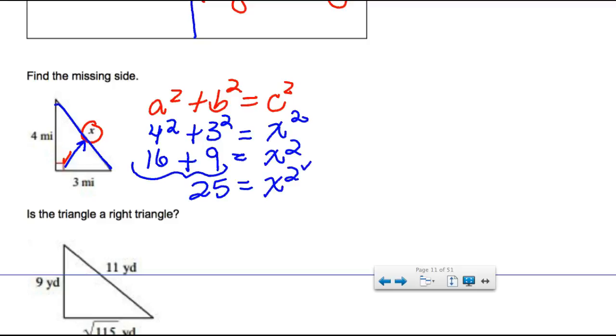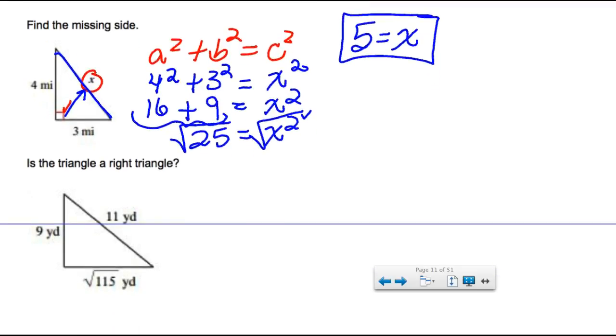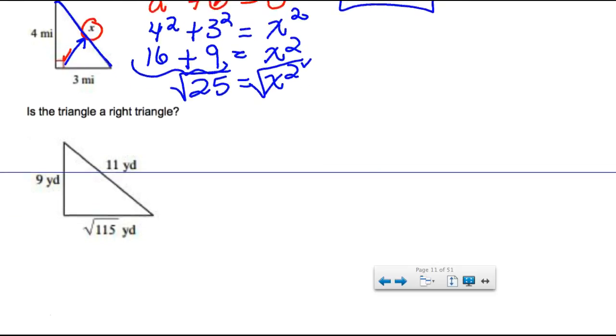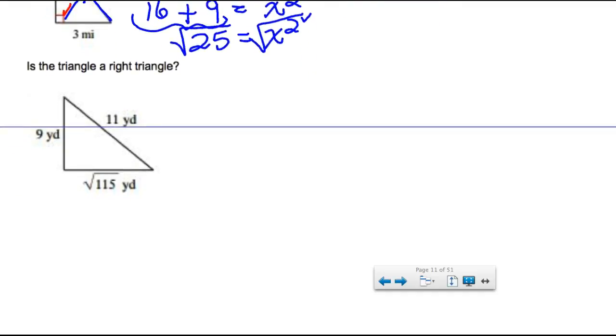And to undo a square, I do its inverse operation, which is to square root both sides. And that's how the Pythagorean theorem always ends. You always end up square rooting both sides. So I get x is equal to 5. Technically, algebraically, x could be plus or minus 5, but since it's representing the side of a triangle, we say it has to be positive 5.